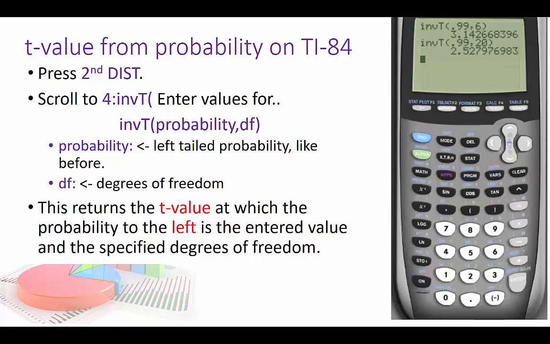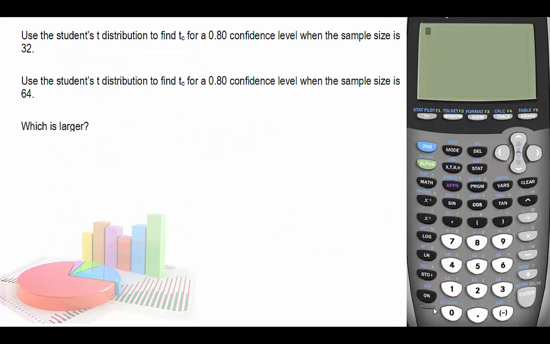So let's go ahead and calculate 2 t-values on our own. This is the example in your notes. I want to use a student's t-distribution to find the critical t-value with an 80% confidence level when the sample size is 32 and when it's 64. And you can see I'm using the same confidence level for both.